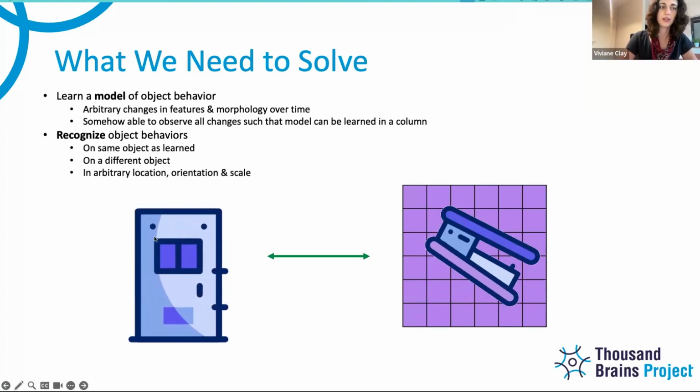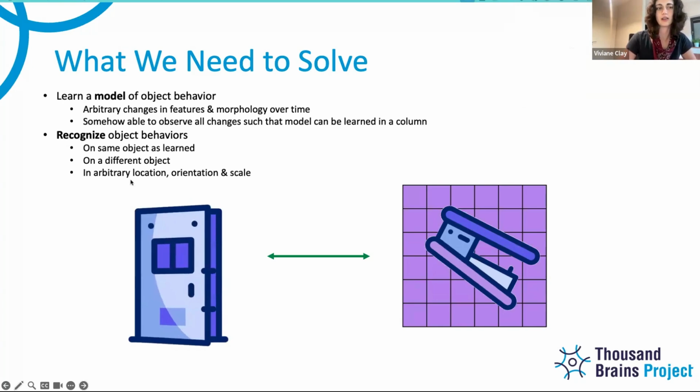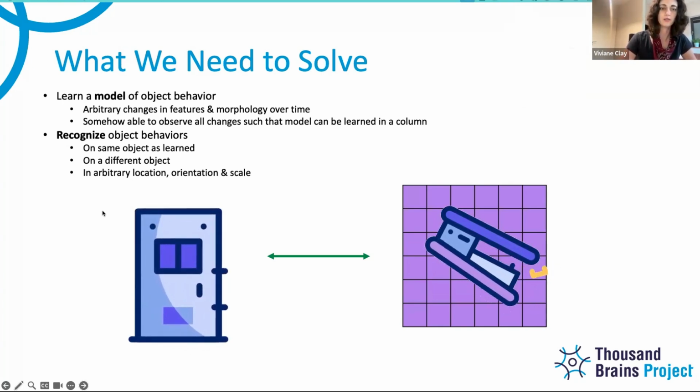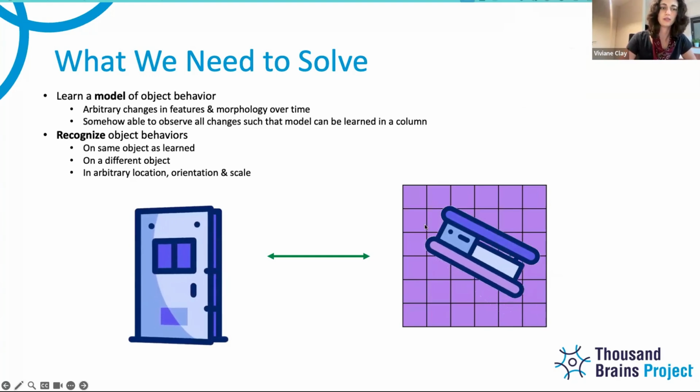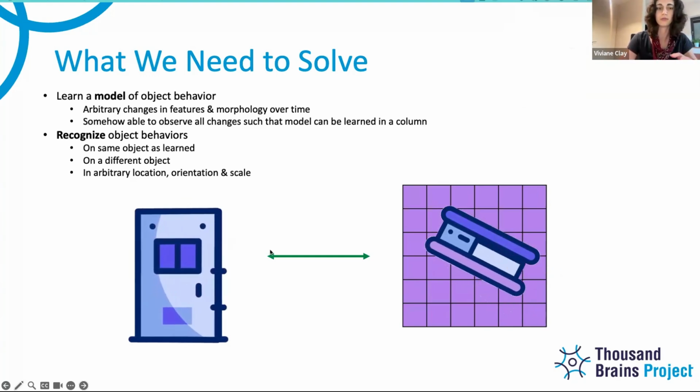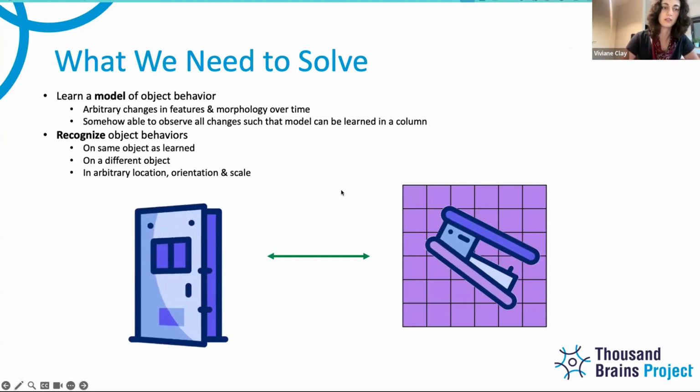We also want to be able to apply a behavior to an object at an arbitrary location, orientation, and scale. So we might have learned a hinge behavior, and then we can apply that to a door or a laptop or any kind of object that has a hinge on it and opens and closes, or a book.